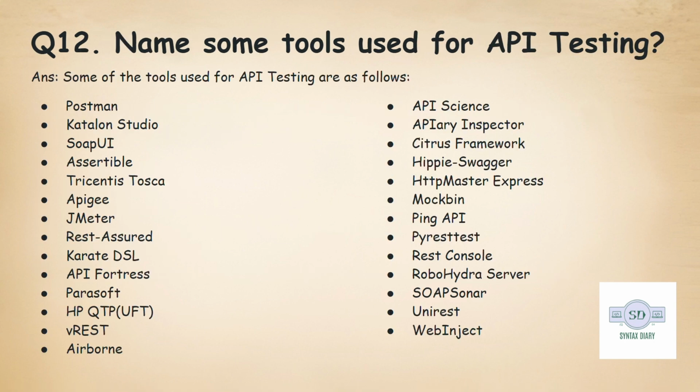Name some tools used for API testing. Some of the tools used for API testing are as follows: Postman, API Signs, Katalon Studio, API Area Inspector, SoapUI, Citrus Framework, Assertible, Hippie Swagger, and many more I have listed down here.